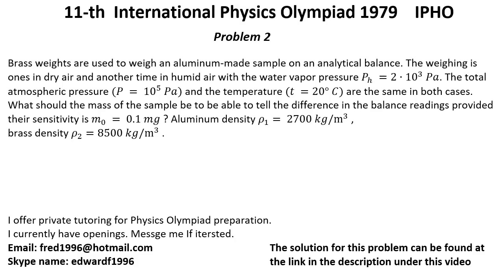Aluminium density rho 1 equals 2700 kg per cubic meter. Brass density is 8500 kg per cubic meter.